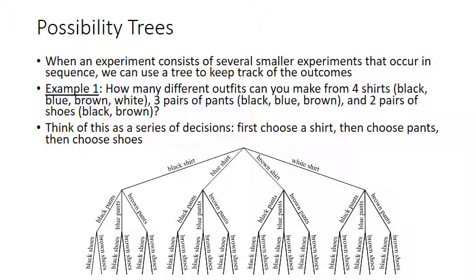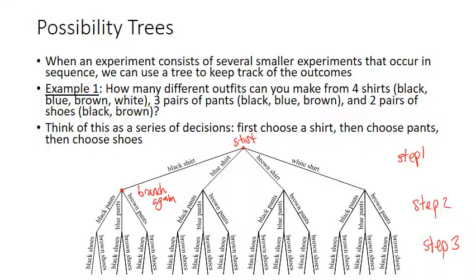You want to think of this as a series of decisions. First you choose a shirt, then you choose pants, and then you choose shoes. So this is step 1, step 2, and step 3. Each time you make a decision, you branch off. You start here, and then you branch off depending on which shirt you picked. Once you've got your shirt on, you look at your pants, and then you branch off again, and so on until you get to the end of the decision-making process.